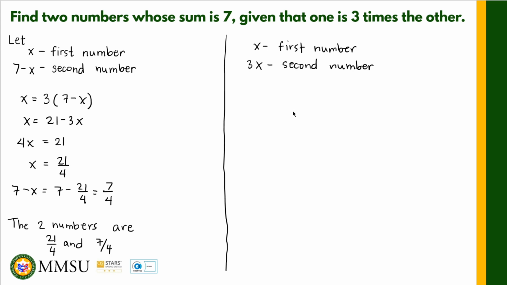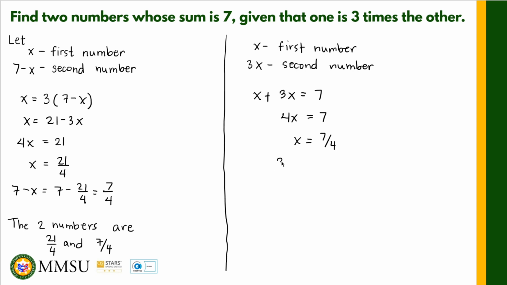Okay? And then, to come up with our equation, we will use the first statement. The sum of the two numbers is 7. So, if we add x and 3x, the sum is 7. That is, x plus 3x is equal to 7. So, x plus 3x is 4x. That's equal to 7. Divide both sides by 4. So, x is 7 over 4.